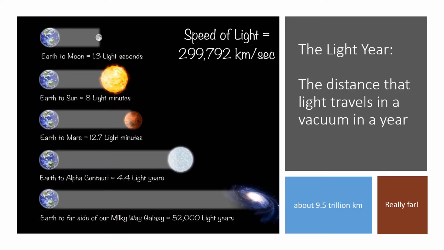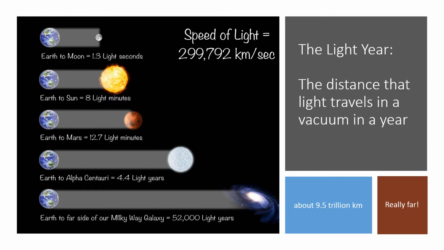So what exactly is a light year? Well, that's the distance that light travels in a vacuum in a period of 1 year, or 9.5 trillion kilometers. Now that's really far. The nice thing about having this very large unit, though, is that it allows us to wrap our heads around these immense distances.